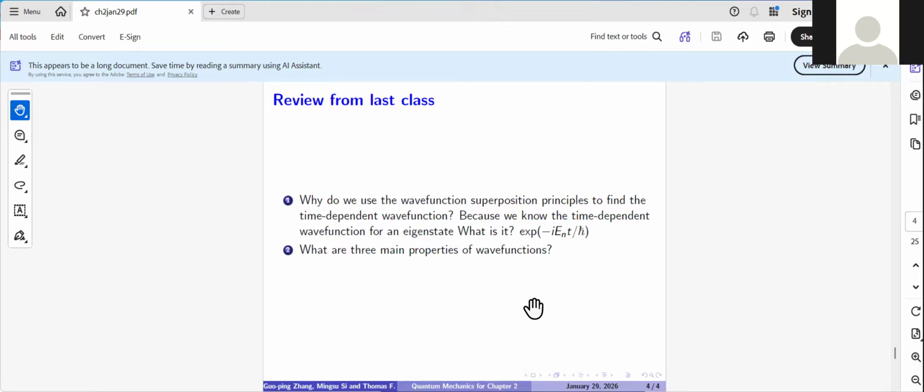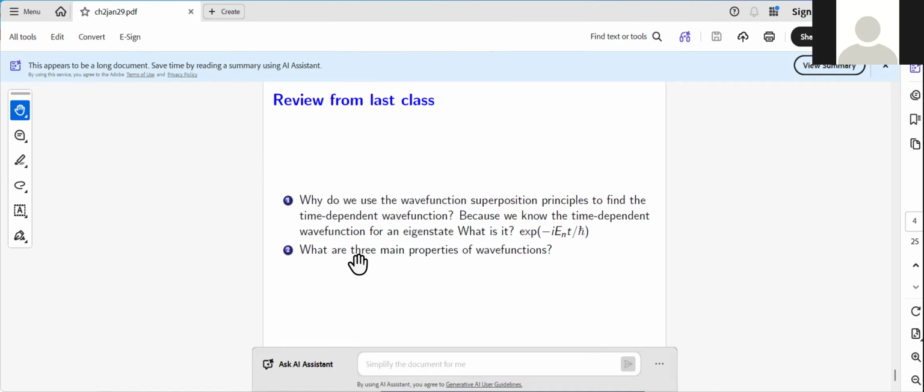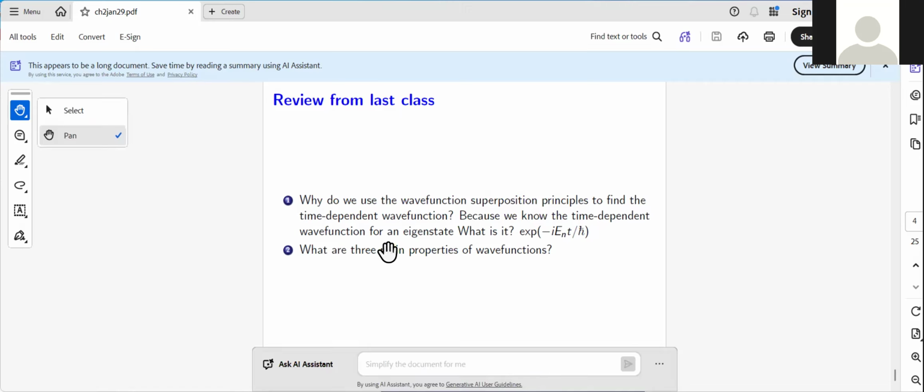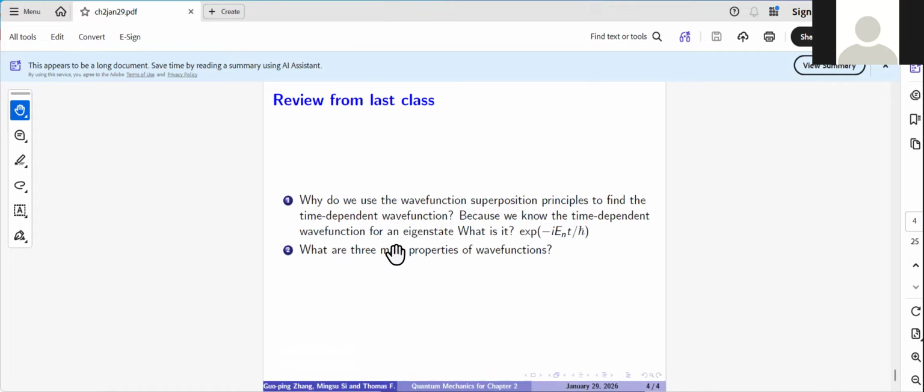Exactly. The first property is normalization. Could you guys write this down? Normalization. Second is orthogonalization: they must be perpendicular to each other. So these are the three things you need to remember. These are the three main properties of the wave function.